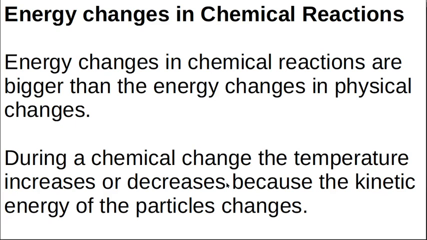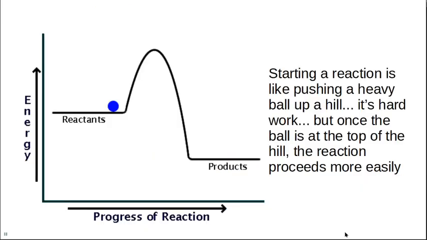During a reaction, the kinetic energy of the particles changes a lot more than it does during a physical process. So when a reaction occurs, we have reactants and products, and these graphs will become very familiar to you. If you look at a graph of energy versus the progress of the reaction or time, when you start a reaction with your reactants, it's really difficult. It's like pushing a ball up a hill. But once the ball gets to the top of the hill, everything happens really fast, okay?